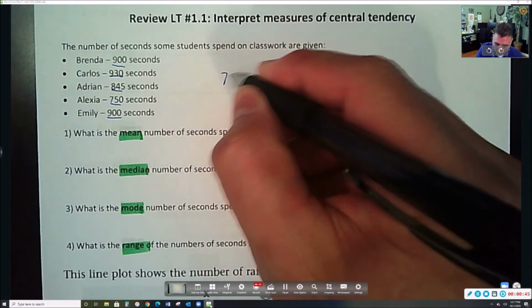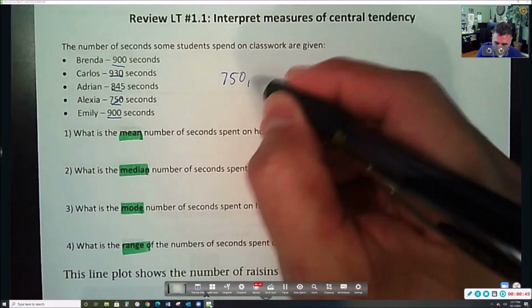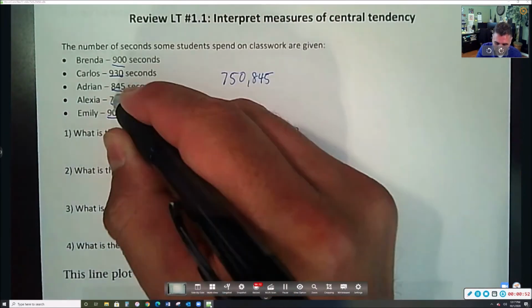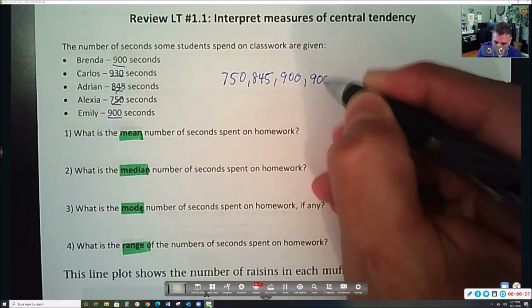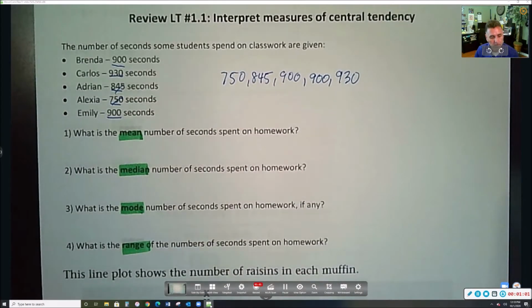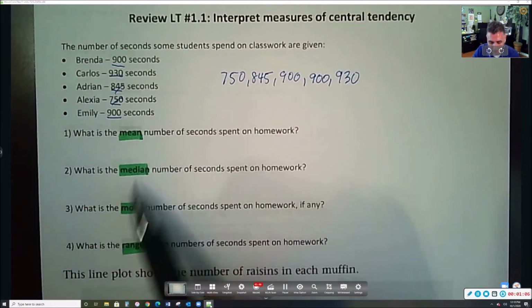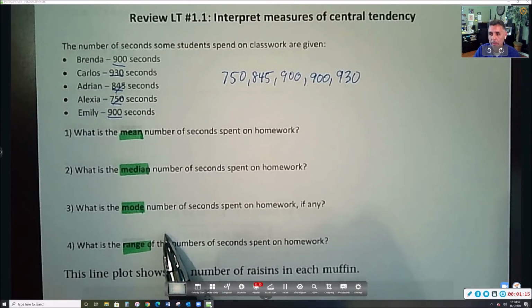So if you go through and you pick out the order, I know 750 is the smallest, then it looks like it goes to 845, and then we have 900 twice, and then 930. Okay. And then based on those numbers, we have to find the mean, median, mode, and range. Okay, and we're going to actually do this a lot on this review sheet because it does come up a lot on our test. I mean, the test is pretty much mean, median, and mode, and range.